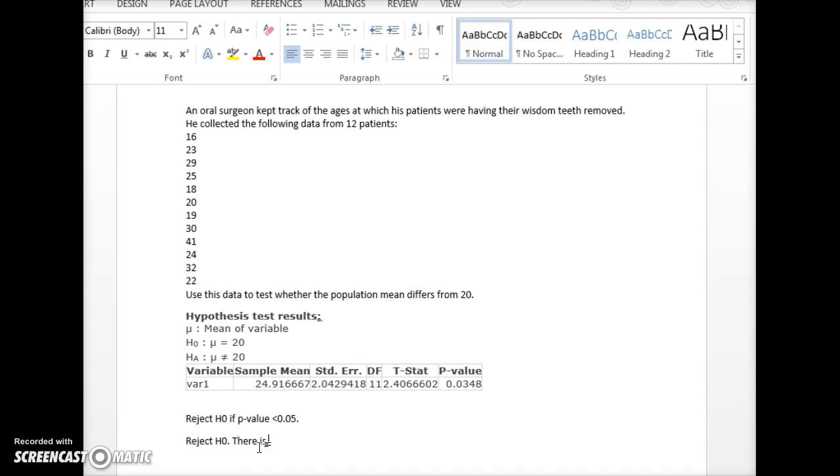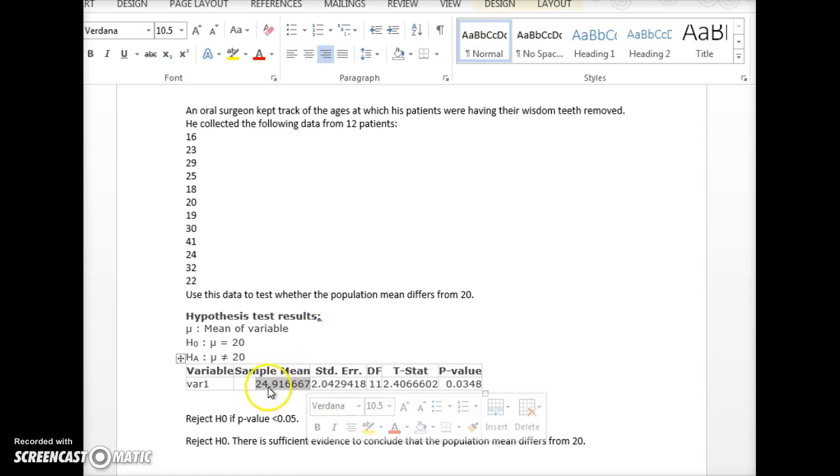There is sufficient evidence to conclude that the population mean differs from 20. We can see that also because the sample mean is provided for you, and that's about 25. So the fact that we reject H naught and say that the population mean differs from 20 makes sense here. And that's it.